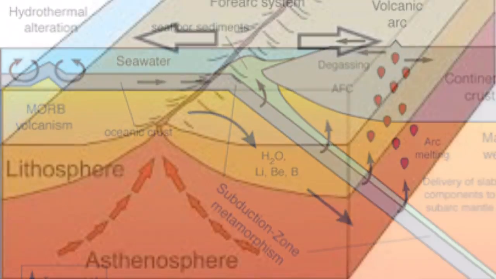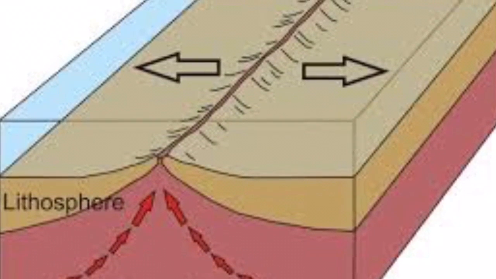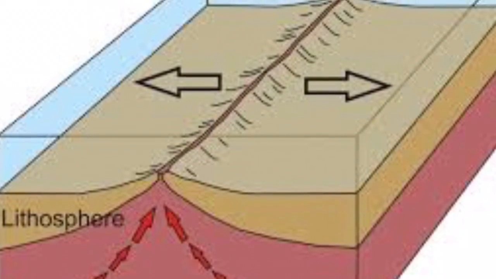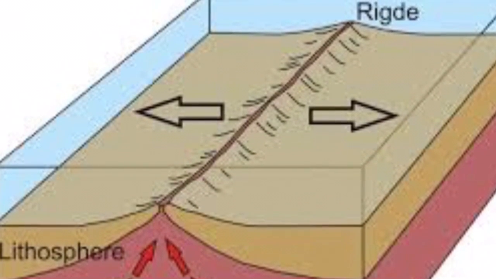Off to you, Jonah. The next boundary, the divergent boundary, is not a book series. It's a boundary between two plates that are moving away from each other. Imagine the space between two magnets that are slowly being forced in opposite directions.